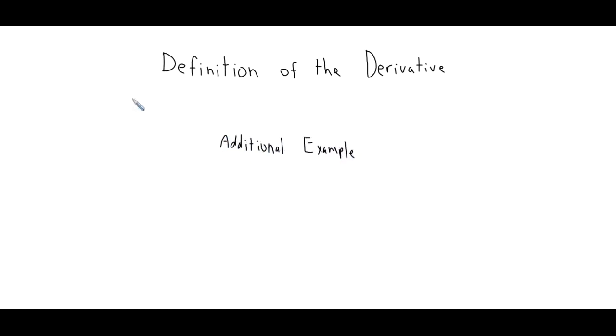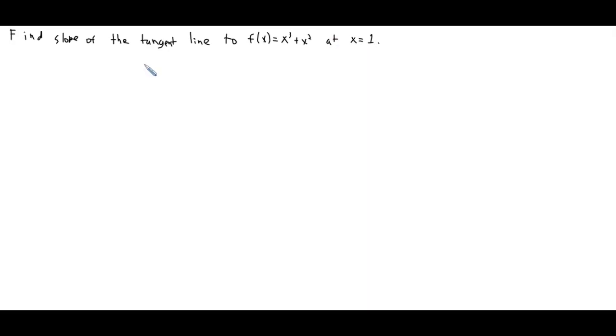In this video, I'm going to do one additional example of using the definition of a derivative to solve the actual derivative. I did two examples in my first video, but the examples are so long and complicated, and I just felt like one more example was worthwhile. This problem tells us to find the slope of the tangent line to f of x equals x cubed plus x squared at x equals 1.